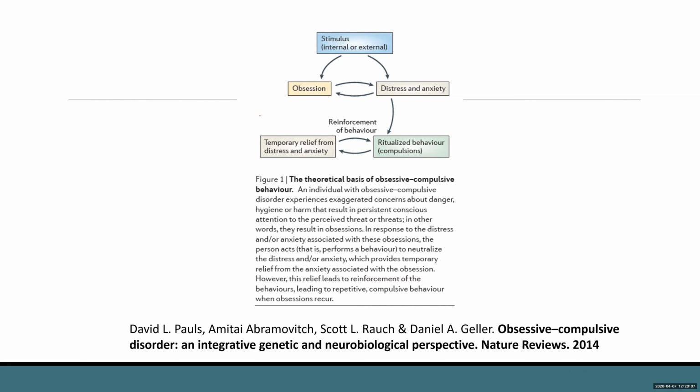So the theoretical basis of OCD, this is again from that same Nature Review article. This is sort of the cycle of OCD. You have a stimulus, whether it be internal or external, right? So this is the stimulus. And the stimulus can either be an environmental trigger, or it can be an internal thought. It causes distress and anxiety. We then obsess and think about this intrusive thought or urge or feeling or image or whatever it is. And this again causes more anxiety, and we just kind of keep building up that anxiety, right? Kind of going in this loop like this.